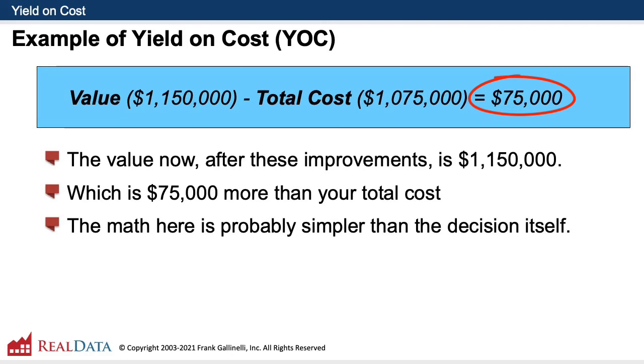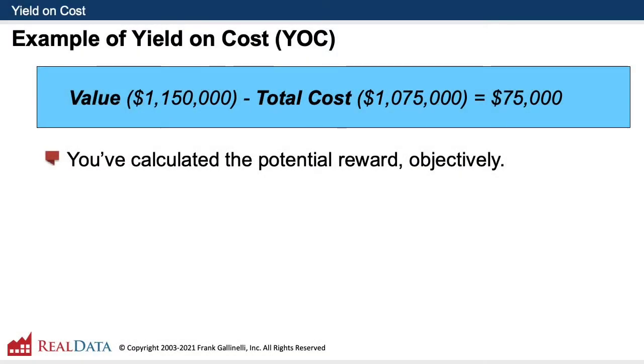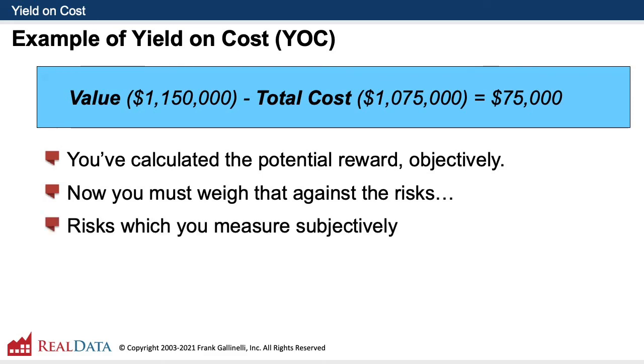The math here is probably simpler than the decision itself. That decision rests on your subjective evaluation of the risk involved. How confident are you that you can raise the rents by 15% after spending those $75,000 on improvements? In other words, you've calculated the potential reward objectively. Now you must weigh that against the risks which you measure pretty much subjectively.